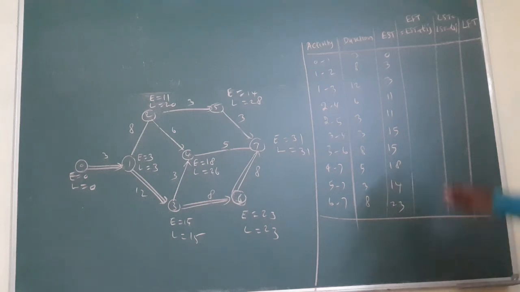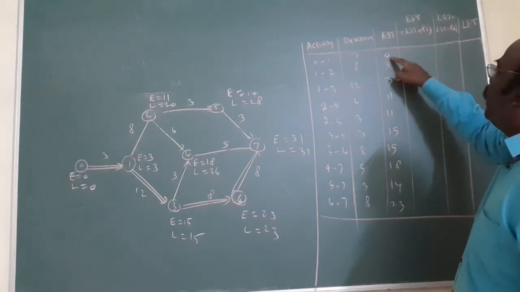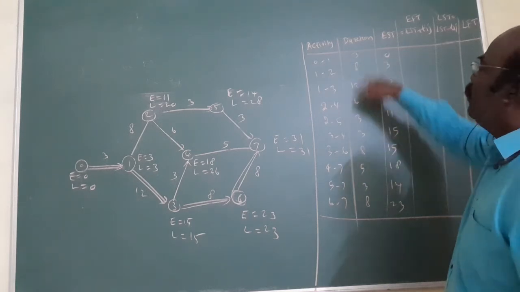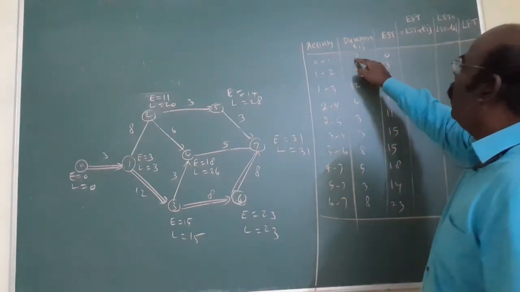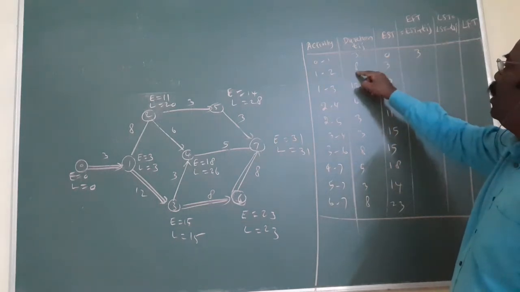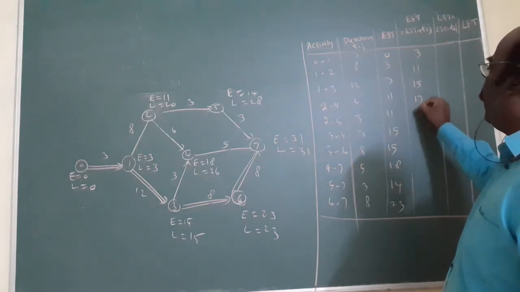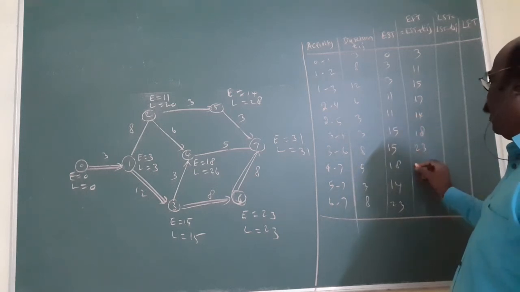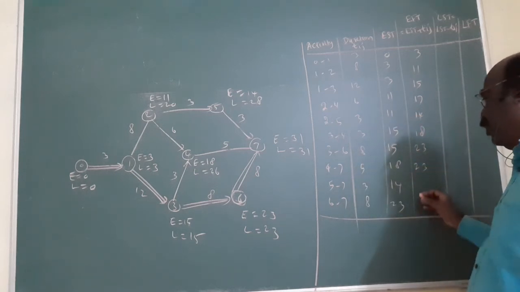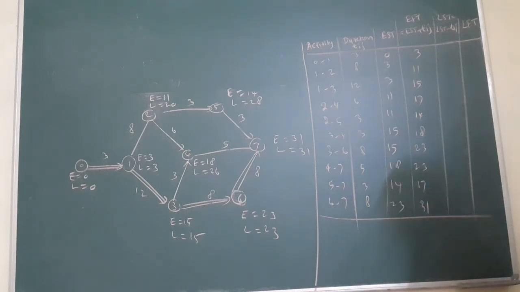Next is what? EFT equal to EST plus TIJ. This is EST. TIJ means this is the duration. This is called TIJ, given. Now adding both: 3 plus 0, 3. 8 plus 3, 11. 15. 17. 14. 18. 23. 23. 17. Am I right? Am I correct or not?